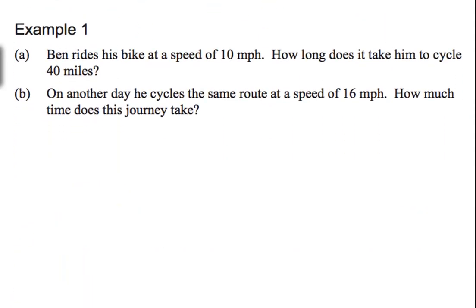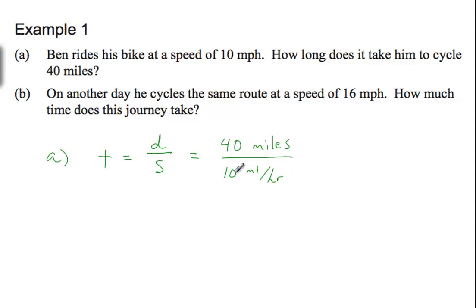Example 1. Ben rides his bike at a speed of 10 miles per hour. How long does it take him to cycle 40 miles? Alright, well, let's look at our equation. We have time equals distance divided by speed. So our distance is 40 miles. These are not SI units, but they're used in the States. And we're going to divide that by speed, which is 10 mph. That's miles per hour. We can just write that mi as a short form per hour.